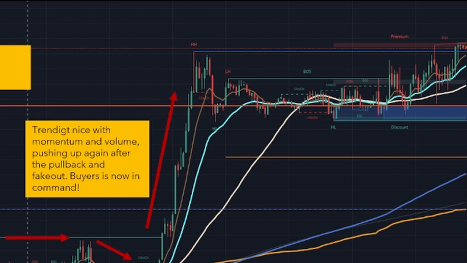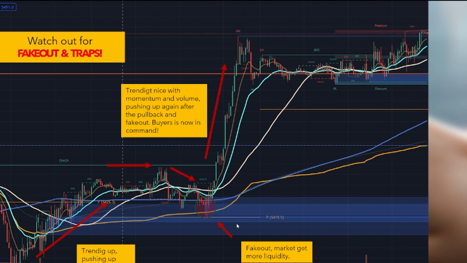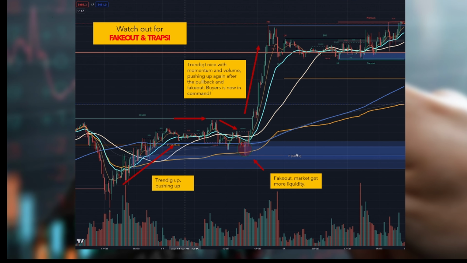You should learn a lot about this pattern with the fake out, because this is very common. You can earn a lot of money if you are aware and have the patience to wait for the market to do its thing, and then grab it maybe around here to get good money.